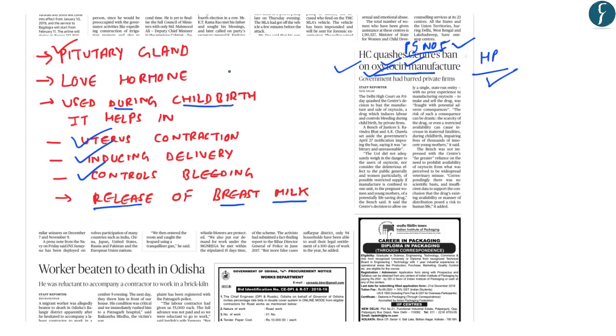So the important points are that it is naturally released by pituitary gland and is also known as love hormone. However, it is also chemically synthesized and is important for easy childbirth. And how does it help during childbirth? It helps in uterus contraction, it induces easy delivery, it controls bleeding during childbirth, and it also helps in the release of breast milk during the childbirth.